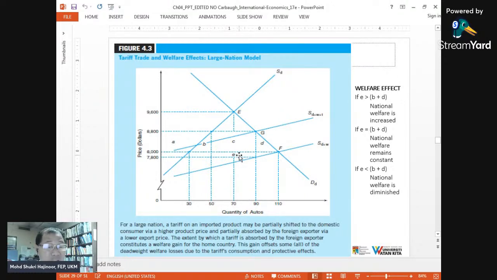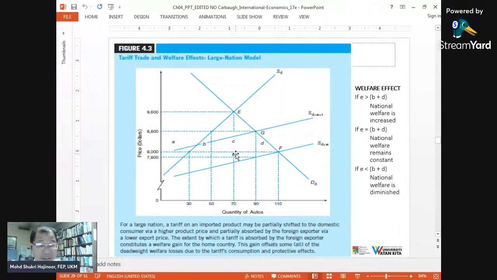So E, we call it the terms of trade effect. E does not exist in the case of small nation. E exists in the large nation. So whether welfare effect for the large country, large nation, will have positive or negative or no change depends on the difference between the deadweight loss, the B and D deadweight loss.